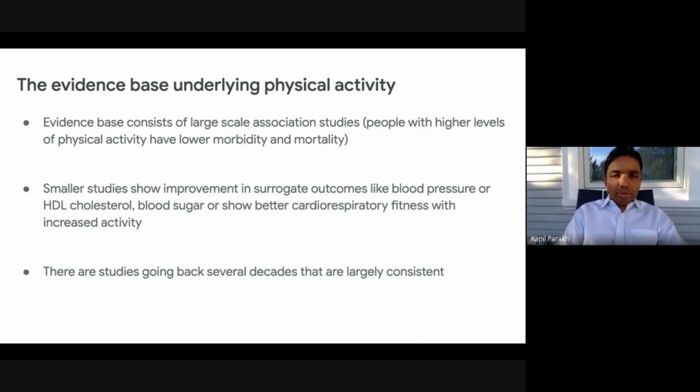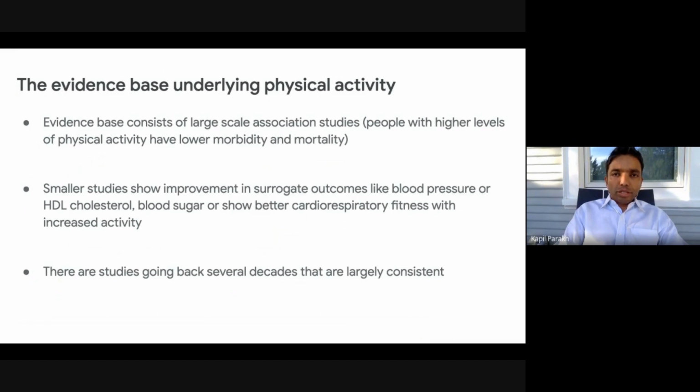And this is a surrogate because it's an in-between measure between the intervention, which is increasing physical activity, and the ultimate thing you want to do, which is reduce mortality. We haven't been able to do these studies at a large enough scale over a large enough period of time to show that a physical activity intervention can reduce mortality. But we have been able to show that physical activity interventions result in better cardiorespiratory fitness, lower blood pressure, lower blood sugar, improved HDL cholesterol, which is the good cholesterol, and so on.